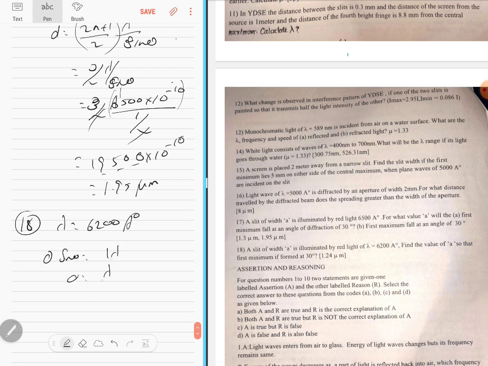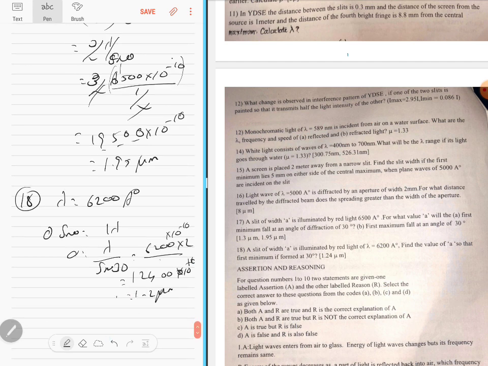So a is equal to 1 lambda by sin theta, which is sin 30. 6200 by sin 30. Sin 30 itself is 1 by 2. So then it's 12400 into 10 to the power minus 10, of course. 6 2s are 12, 2 2s are 4. That gives 12400 into 10 to the power minus 10, which will be 1.24 micrometers, the same sum.